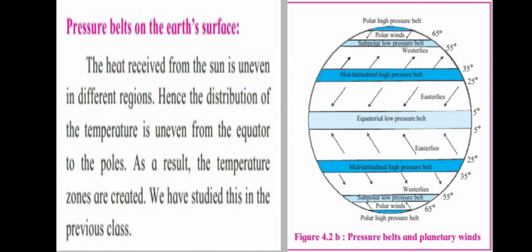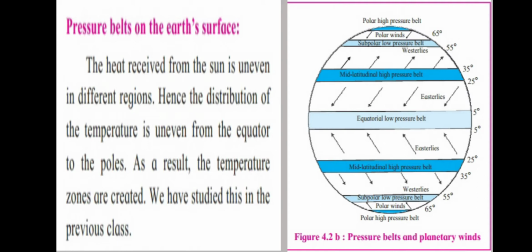Heat received from the sun is uneven in different regions. Hence, the distribution of temperature is uneven. Due to this, pressure is not the same everywhere. Due to the difference in temperature, alternative pressure belts are formed. Alternative means one after one. For example, high pressure belt, then low pressure belt, then again high pressure belt.